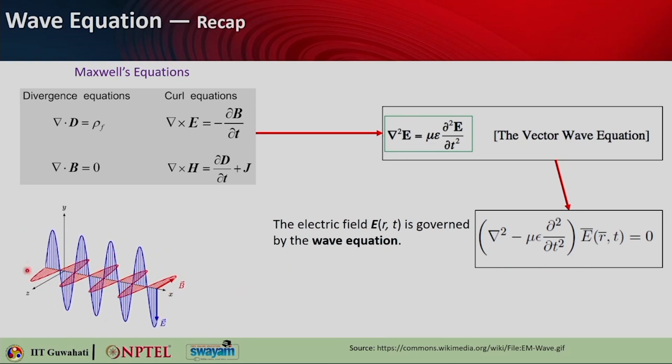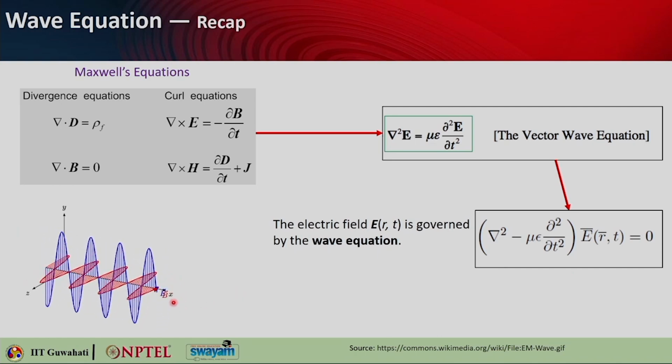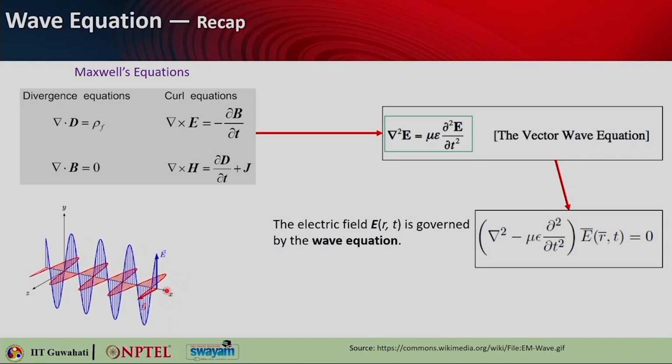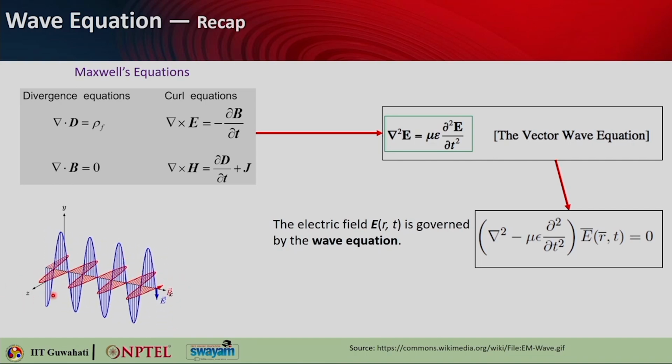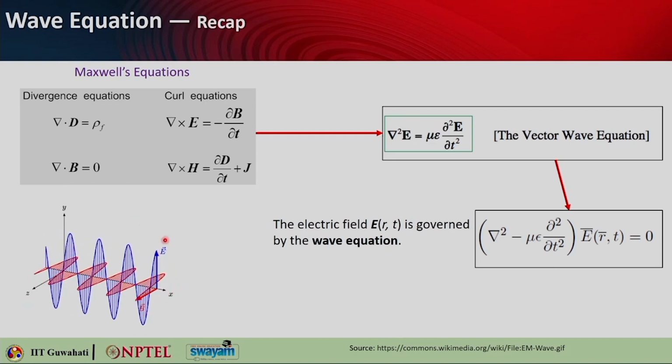So you can have a look at the electromagnetic wave here, which is propagating along the x direction, and you see that the B field, that is the magnetic field, is oscillating along z, and the electric field is oscillating along the y direction.